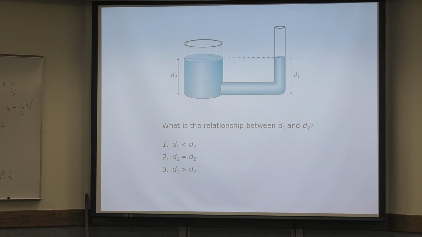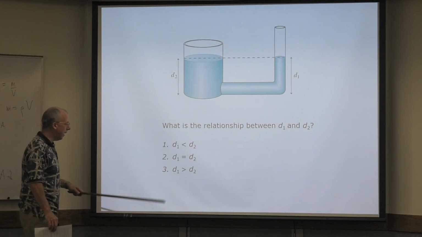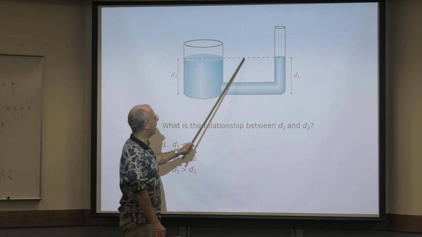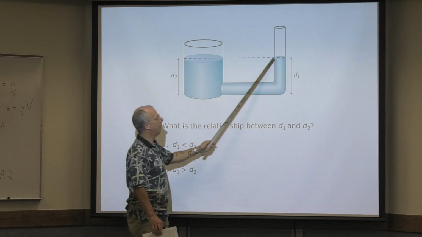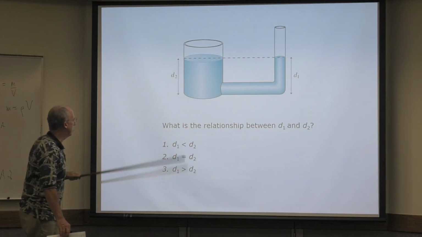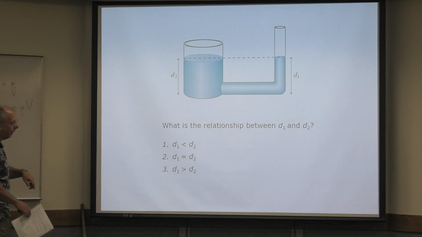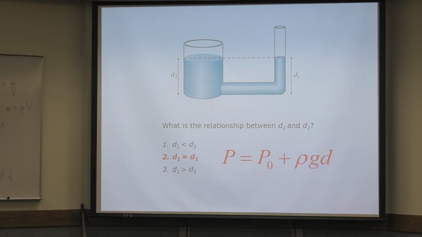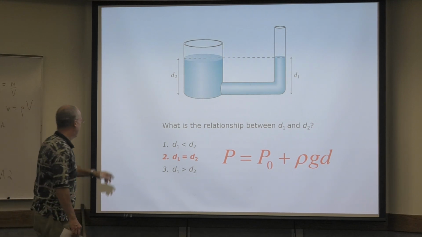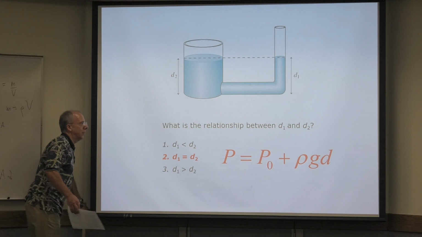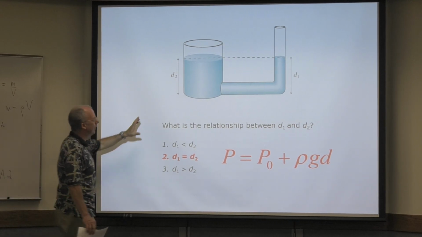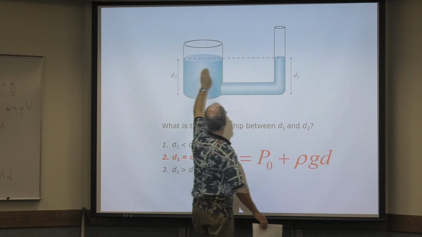All right, so I'm beating this to death. What is the relationship between D1 and D2? What we're saying is the pressures here are the same, correct? That's what you're supposed to know. So the pressure here is the same as the pressure here. What has to be true about D1 and D2? Pause your video and figure it out. I hope you understand by now that it has to be the same, because the pressure varies with depth. They're both at the surface, so this has to be the same distance.